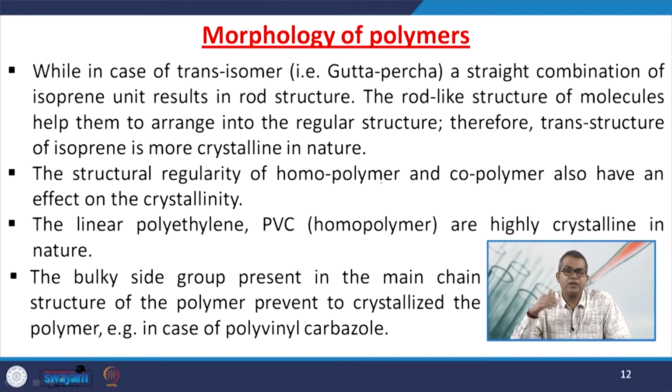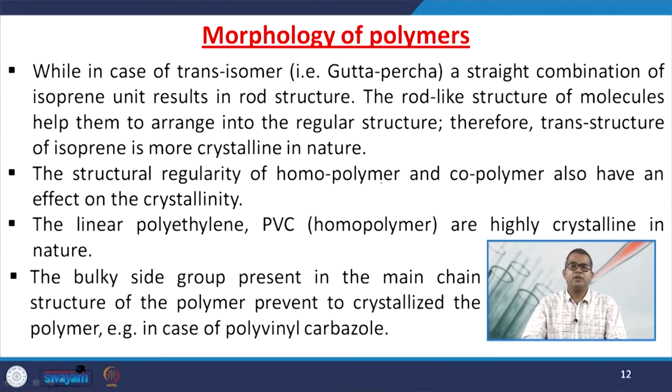Now, this rod-like structure of the molecule helps them to arrange into a regular structure. Therefore, the trans structure of isoprene is more crystalline in nature. So this is the difference. See, the backbone is the same, but this is a difference. Now, the structural regularity in a homopolymer and a copolymer also has an influence on crystallinity. Linear polyethylene or sometimes homopolymers are highly crystalline in nature.